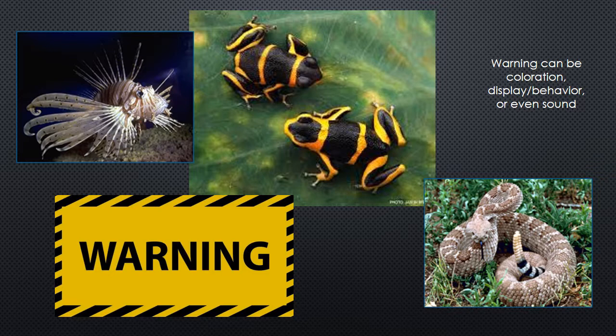Warning can be either coloration or it can be display or behavior that it has learned that scares off the predator. So the lionfish, for instance, tends to puff itself out really large, make itself look bigger and scary to scare off its predators. The middle is a poison dart frog. Based on insects that it eats, it holds onto toxins, and those toxins actually stay in its skin. So predators learn very quickly, if you eat these, you're going to be very sick or you could die.